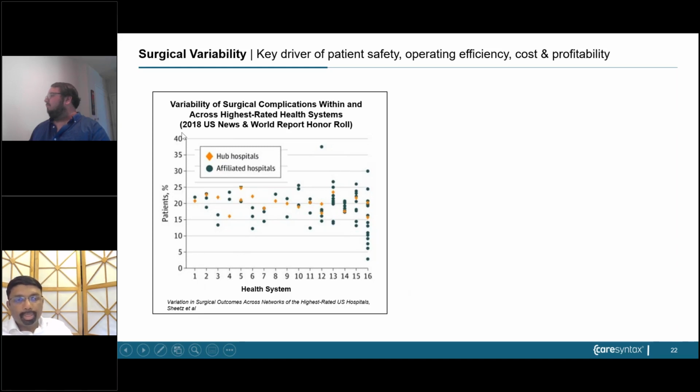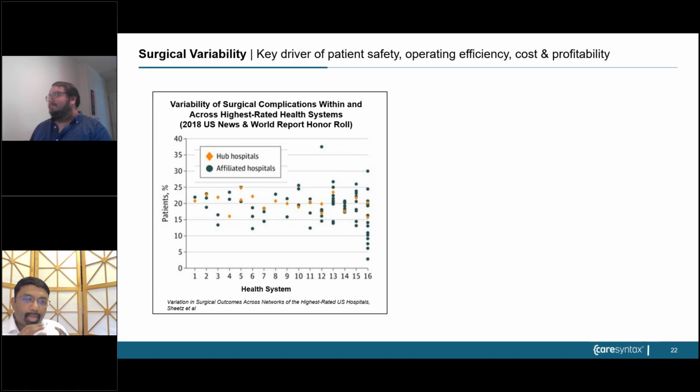And they measured the patient complications in each of the hospitals within that health system. So take a look at health system number 16 over here, for instance, right? With health system number 16, there's various different hospitals. The yellow hospitals are the hub hospitals, and the green hospitals are the non-hub affiliated hospitals.